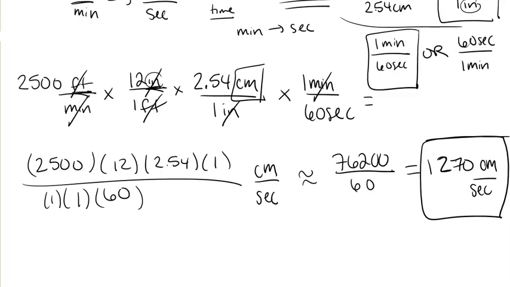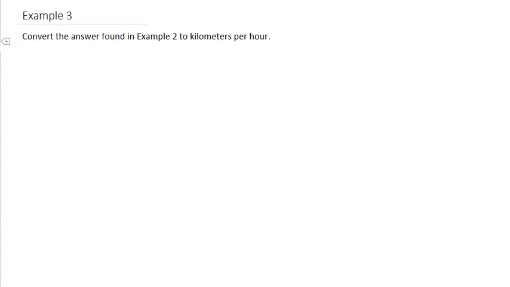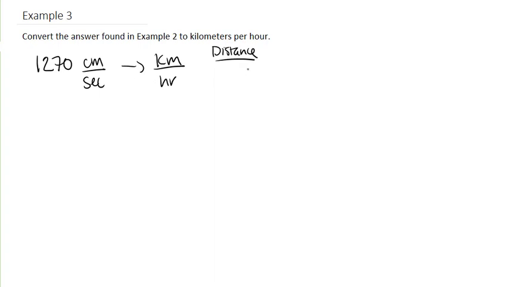So let's do one final example. Convert the answer found in example 2 to kilometers per hour. So from our last example, we have 1,270 centimeters per second. Now we need to convert it to kilometers per hour. So let's first look at distance. To go from centimeters to kilometers, we're going to have to first go to meters, and then we'll go to kilometers.